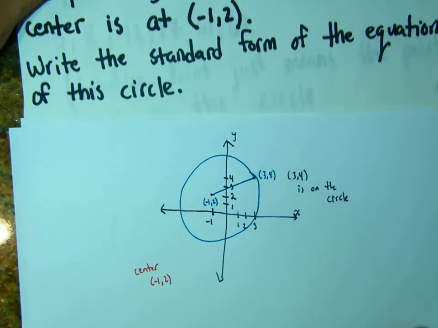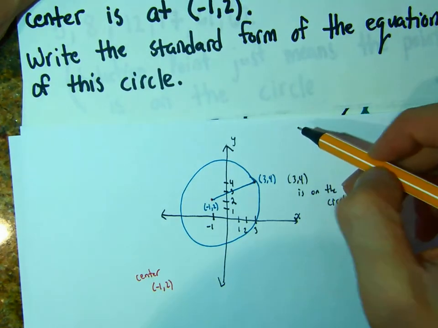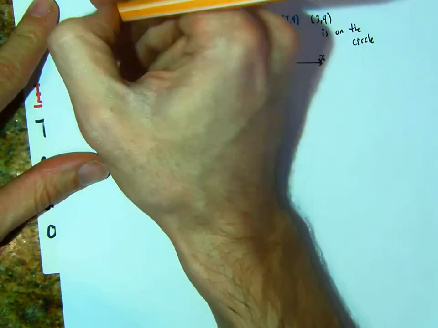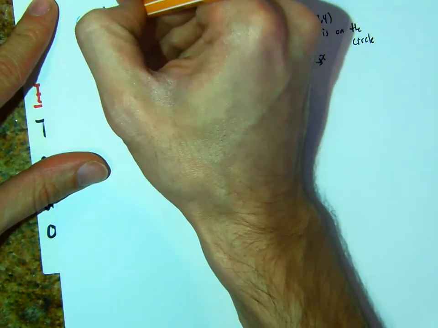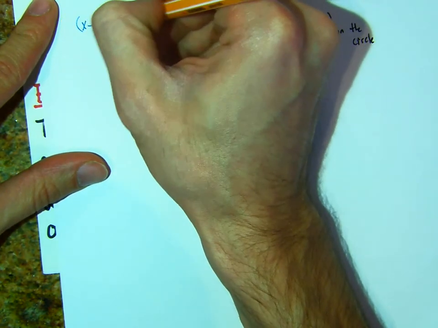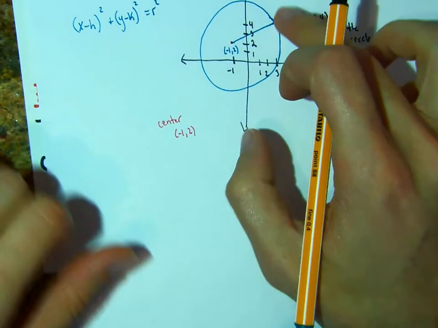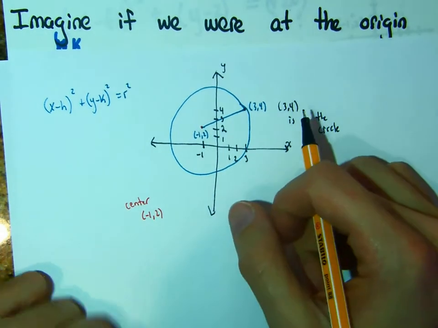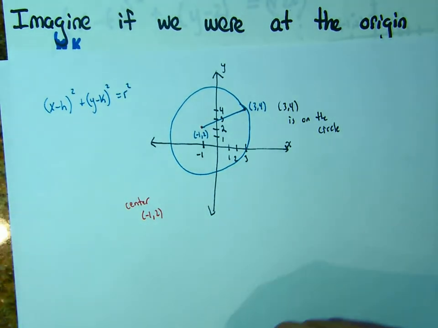What the question is asking us, it's saying write the standard form of the equation of this circle. So if we know that the standard form is (x - h)² + (y - k)² = r², the idea is we want to create the equation of this circle. So how do you think we could do it?